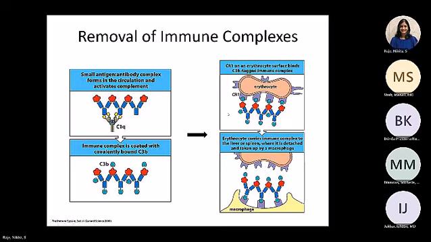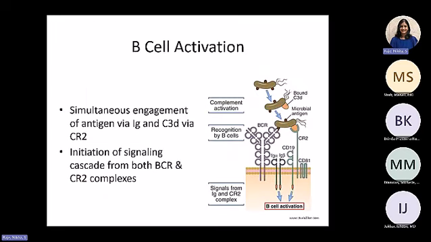So it can target cells such as erythrocytes, red blood cells that will be targeted, and they can be phagocytosed. So immune complexes will be phagocytosed because they are tagged by these complement receptors. They also help in activation of B cells. We know that CR2 is part of the co-receptor for B cells.